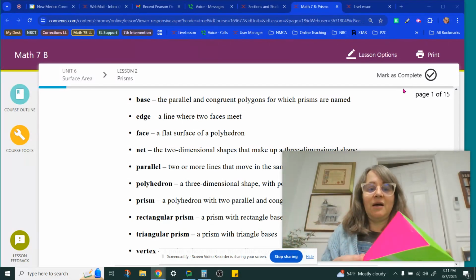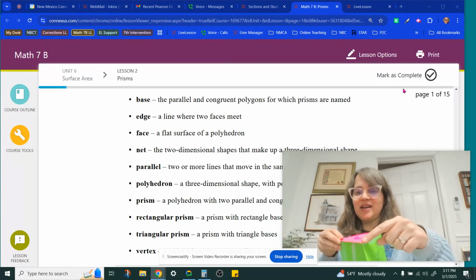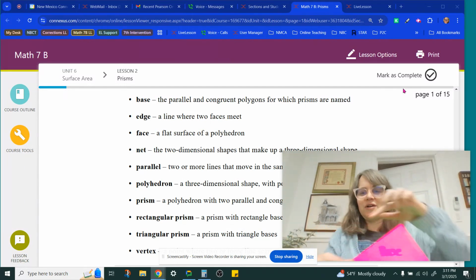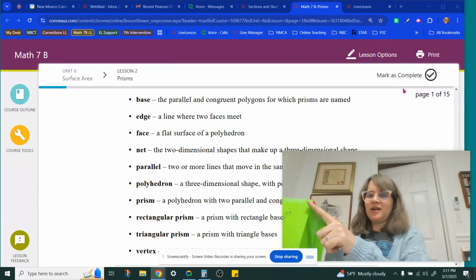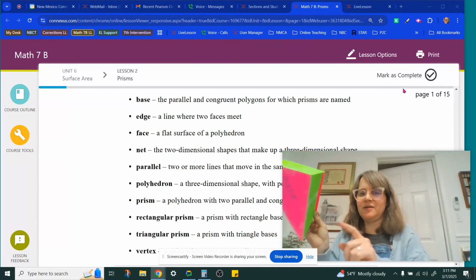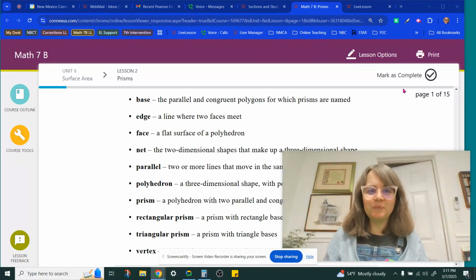Okay, the edge, that's what we think of as the edge in real life. So edge here, edge, edge. Okay, lots of edges. You can count them all.